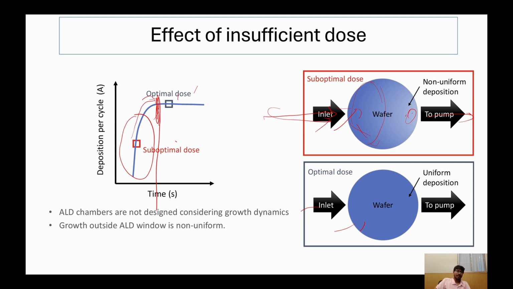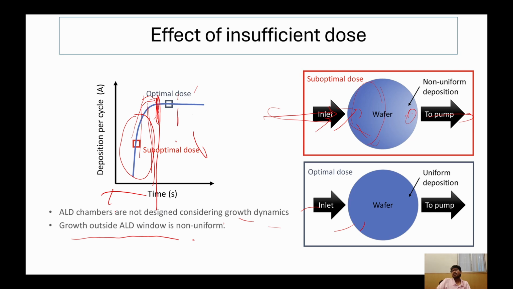ALD chambers are not designed considering growth dynamics, because this is a self-limiting process. It is not like CVD, where you need a kind of wedge for uniform deposition. Here you will get a uniform deposition if you are giving an optimal dose. Growth outside the ALD window is non-uniform. The ALD window applies to the temperature as well as to the dose. If the dose is not sufficient, then you won't get a uniform deposition.